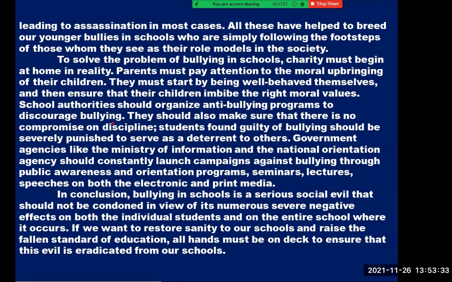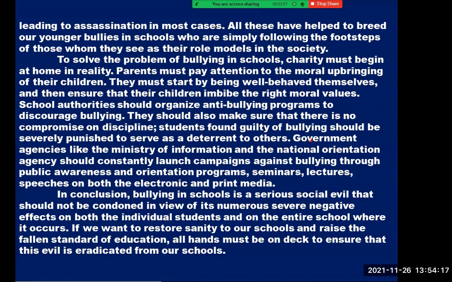Remember, peer pressure, keeping bad company among the students, lead even some otherwise good students to being initiated into the bullying practice. So if schools organize anti-bullying programs to sensitize and reorientate the students, that is a good way to solve the problem. They should also make sure that there is no compromise on discipline. All right, that's another way to solve the problem. Students found guilty of bullying should be severely punished to serve as a deterrent to others. All right.